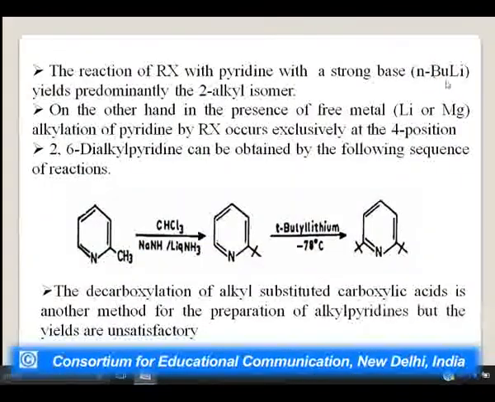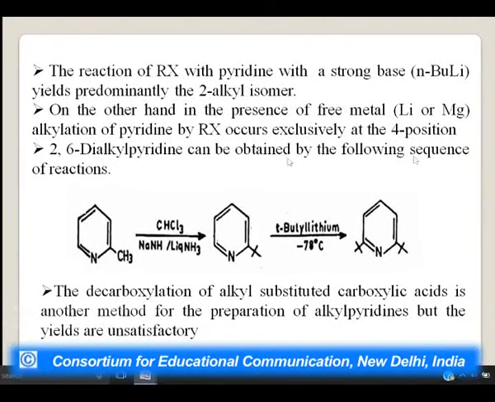The reaction of RX with pyridine and a strong base, n-butyl lithium, yields predominantly the 2 alkyl isomer. You can see here. On the other hand, in the presence of free metal, for example lithium or magnesium, alkylation of pyridine by RX alkyl halide occurs exclusively at position number 4.